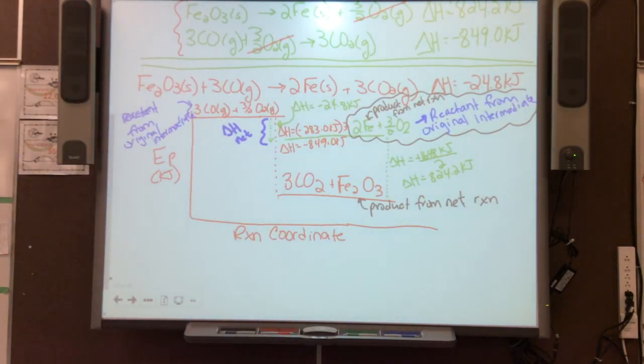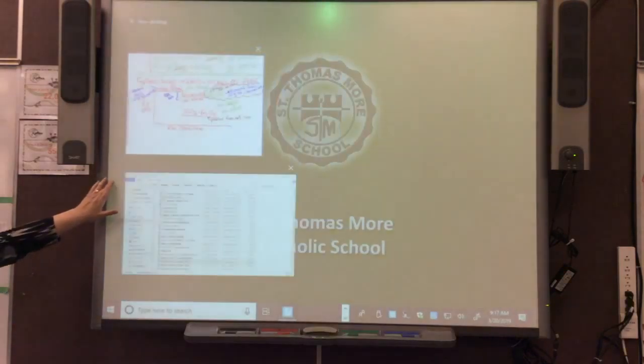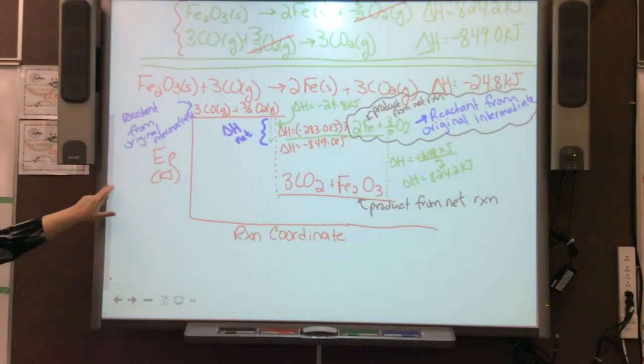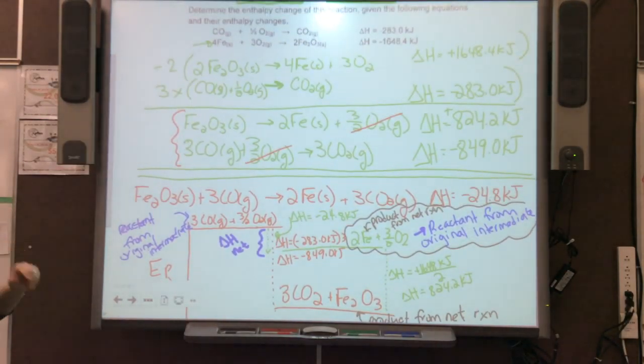Can you scroll up to like the reactor, like Fe2O3 to 2Fe? Yeah. How did you find the delta H's for those two? Like not the top set but the bottom.